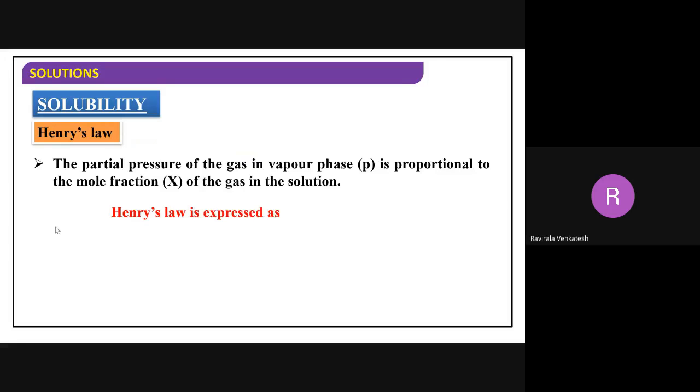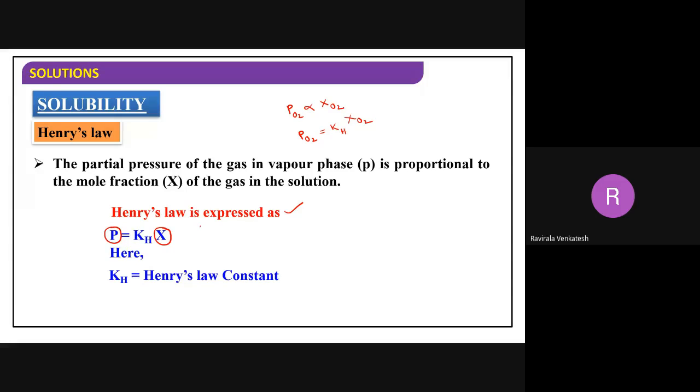The partial pressure of the gas in vapor phase is proportional to the mole fraction of the gas in the solution. So Henry's law can be expressed like this. Partial pressure of the gas directly proportional to its mole fraction. For example, partial pressure of oxygen directly proportional to mole fraction of the oxygen. Now, remove the proportionality constant. What can we write? Partial pressure of oxygen is equal to Henry constant, K, times mole fraction of oxygen. So we can write like this, where KH is equal to Henry's law constant. Instead of solubility, I am taking mole fraction here. That is the only change, right?